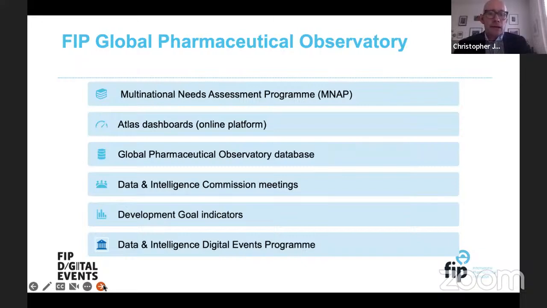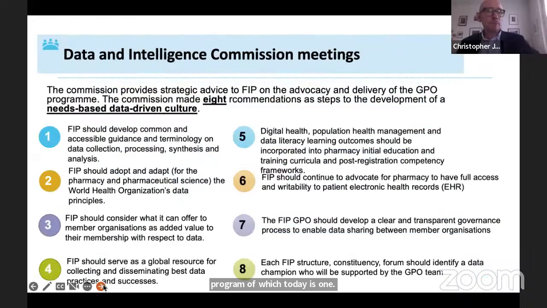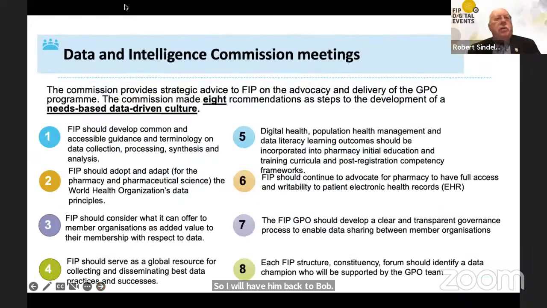Finally, and Bob will be talking a bit more about this in a moment, the Data Intelligence Commission is our key advisory body on the direction of the GPO, and we engage with our members there, but also more widely via our Data and Intelligence Digital Events Programme, of which today is one. So I will hand back to Bob. Thank you very much, Chris.